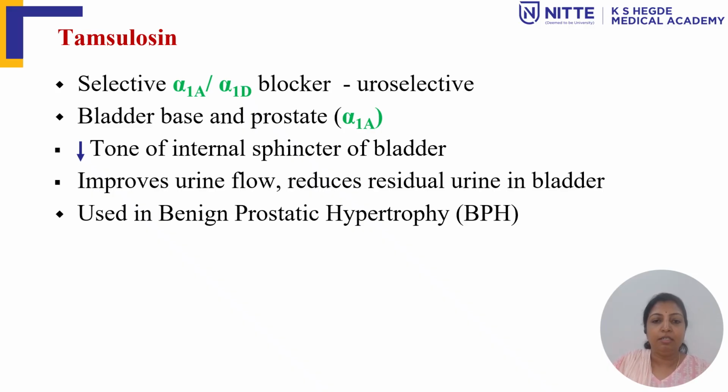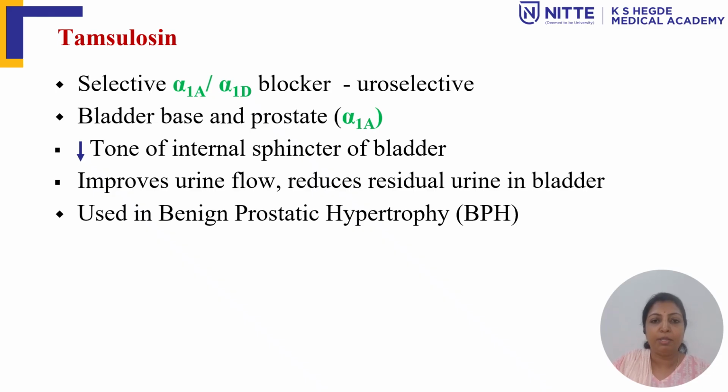When you compare it with the drugs we discussed before, terazosin and doxazosin, tamsulosin lacks the apoptosis promoting effect on the prostate, but it is an alpha-1A receptor blocker. That is why it is called uroselective. Uroselective because this receptor alpha-1A is mainly present in the bladder base and prostate, and hence they are very much useful in benign prostatic hypertrophy. And they have greater potency in inhibiting the receptors in the bladder neck and prostate.